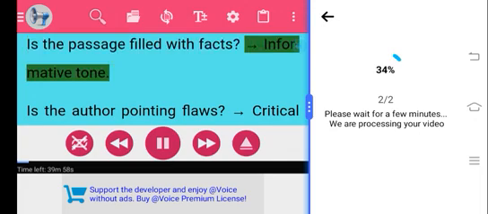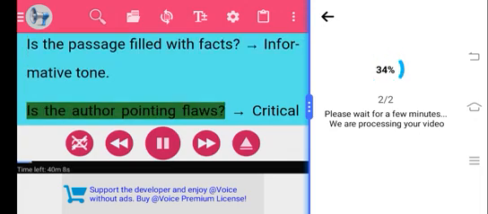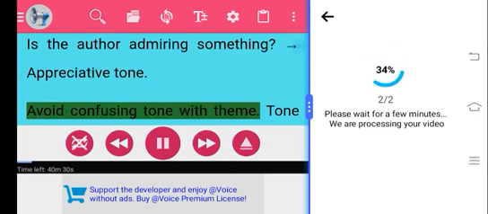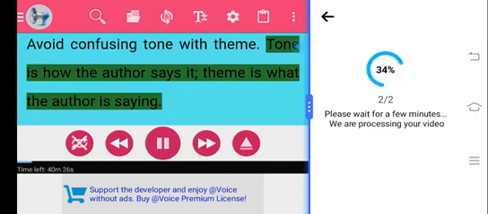Is the passage filled with facts? Informative tone. Is the author pointing out flaws? Critical tone. Is the author admiring something? Appreciative tone. Avoid confusing tone with theme. Tone is how the author says it. Theme is what the author is saying.